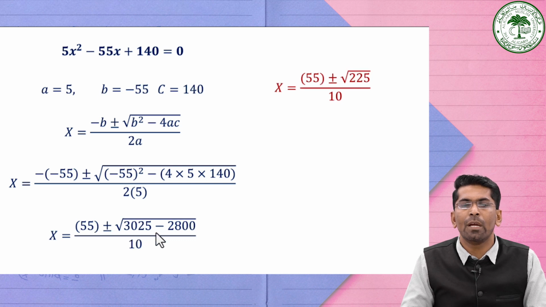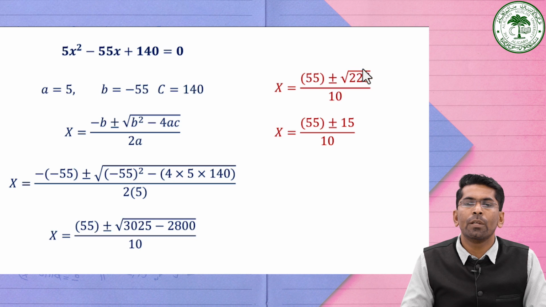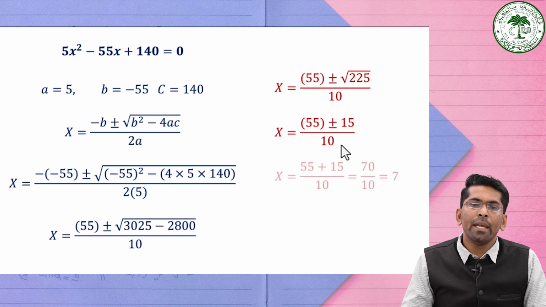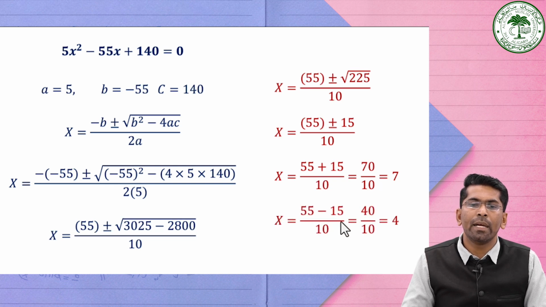See, 3025 minus 2800 is equal to under root 225. Then 55 plus or minus under root 225, which is 15, divided by 10. So you can simplify it. We will get two values. One is 55 plus 15 divided by 10, which is 70 divided by 10, which is equal to 7. And 55 minus 15 divided by 10, which is equal to 40 divided by 10, which is equal to 4. So here also we have two values, that is x is equal to 7 or x is equal to 4. So this is the solution for this given quadratic equation.